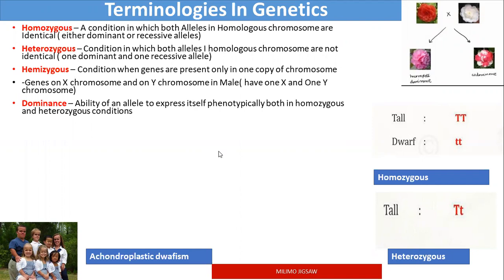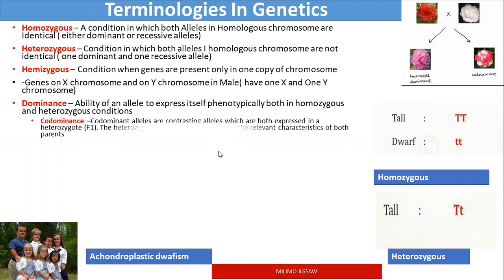And then we have the concept of dominance, simply an ability of an allele to express itself phenotypically, both in the homozygous and heterozygous conditions. We've talked about this when talking about the dominant alleles. So the concept is simply the same.